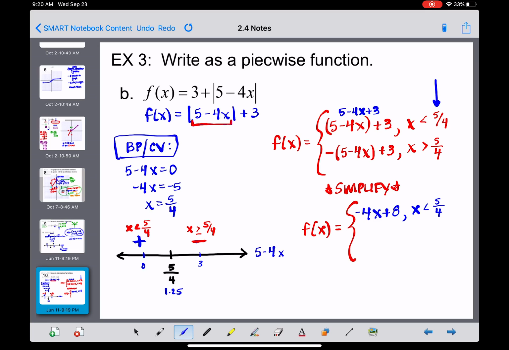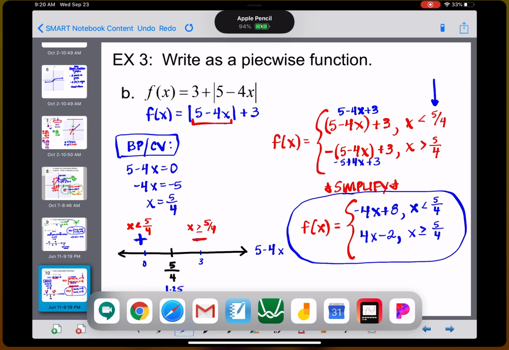Again, it's the x value of the vertex of this graph. For the other one, this would be negative 5 plus 4x plus 3, so that would be positive 4x minus 2, whenever x is greater than or equal to 5/4. Again, the equal to does not matter which one you put it on. You just put it on one.